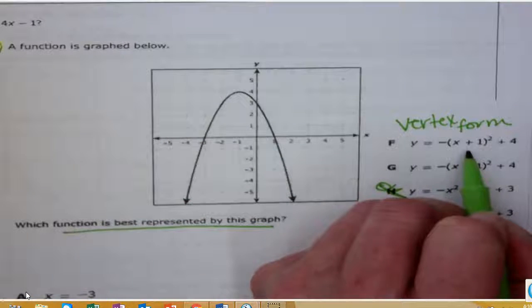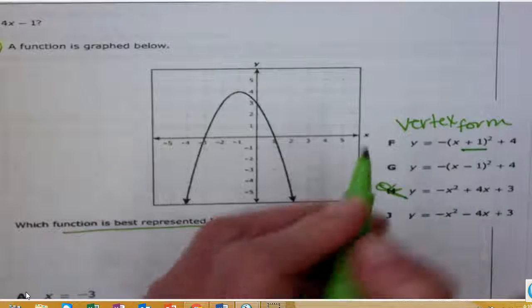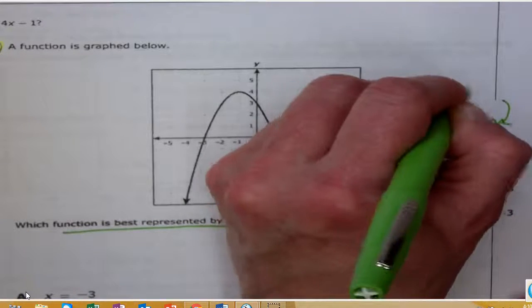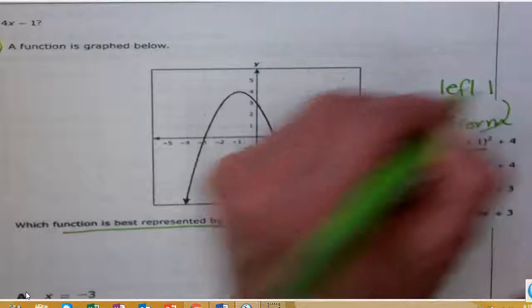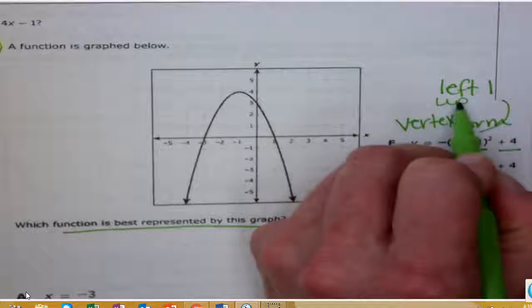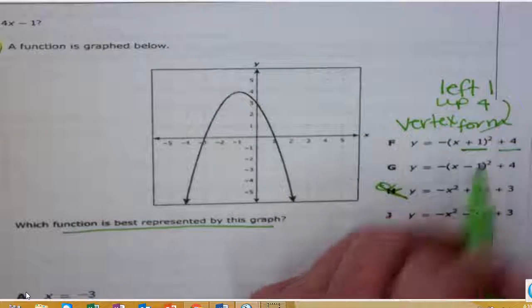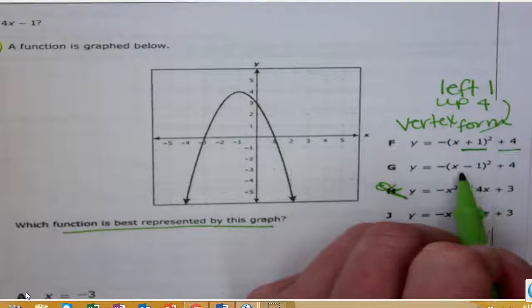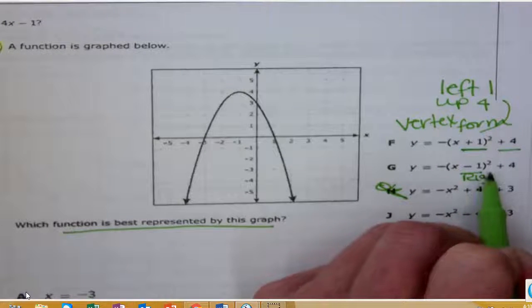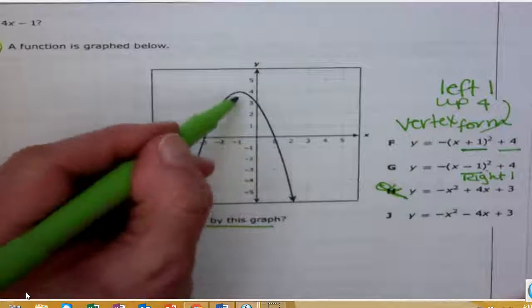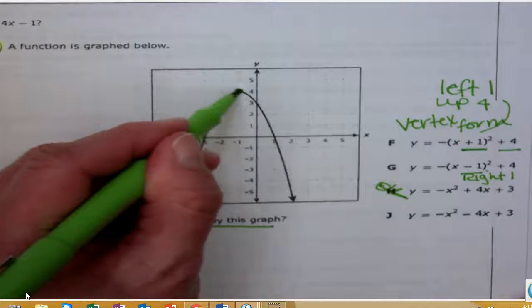Another option is to say, I know that when I have this, that's going to move it to the left 1. This is going to move it up by 4. Okay. This would move it to the right by 1 and up 4. But my vertex is here.